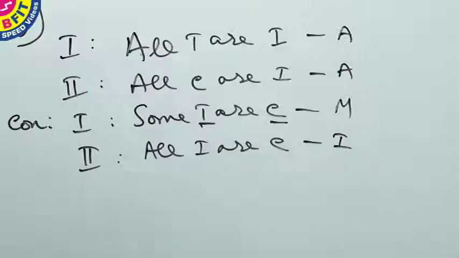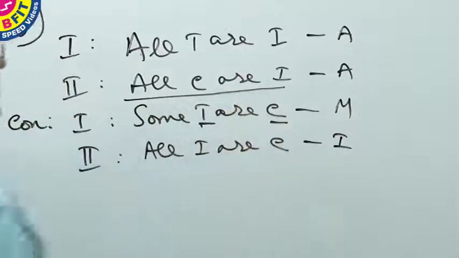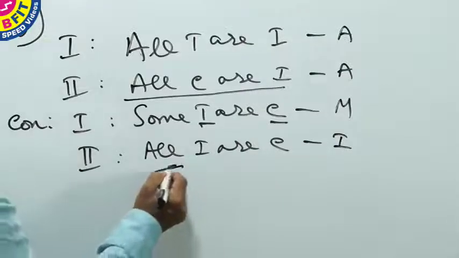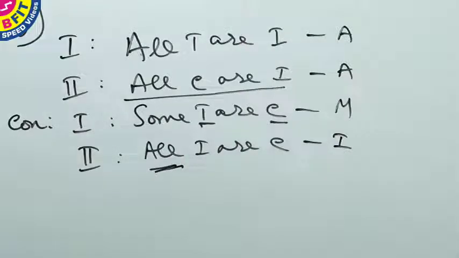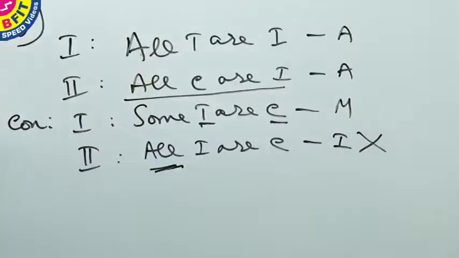Now we will have to verify. Step number 3 is to verify the validity of the immediate inference. All C are I. What is the valid immediate inference we can draw? We can draw some C are I or some I are C. But here it is stated all I are C. We cannot draw this conclusion. Therefore, conclusion 2 is false.